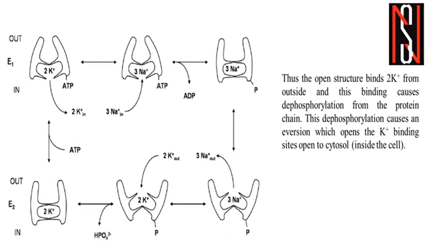So therefore only 2 potassium ions will bind with that alpha unit, and when they bind with that alpha unit, at the same time it will release the phosphate group, that is the dephosphorylation step. And when this dephosphorylation occurs, again the eversion will happen, and it will open the K plus binding site to the cytosol, that is, to the inside of the cell.